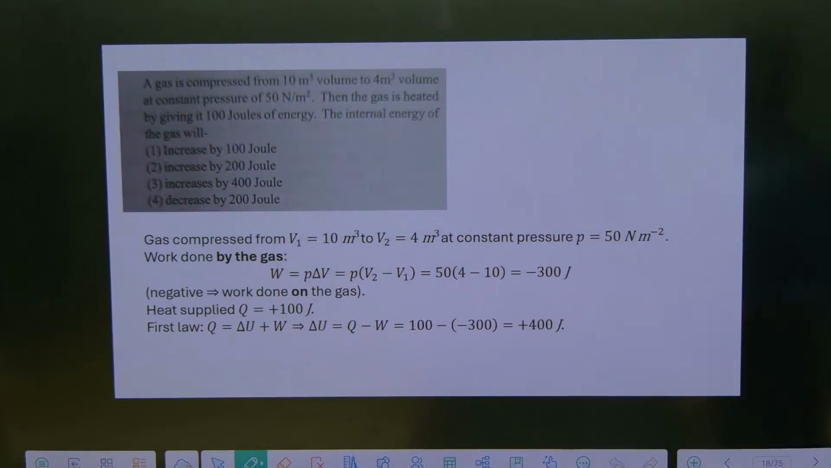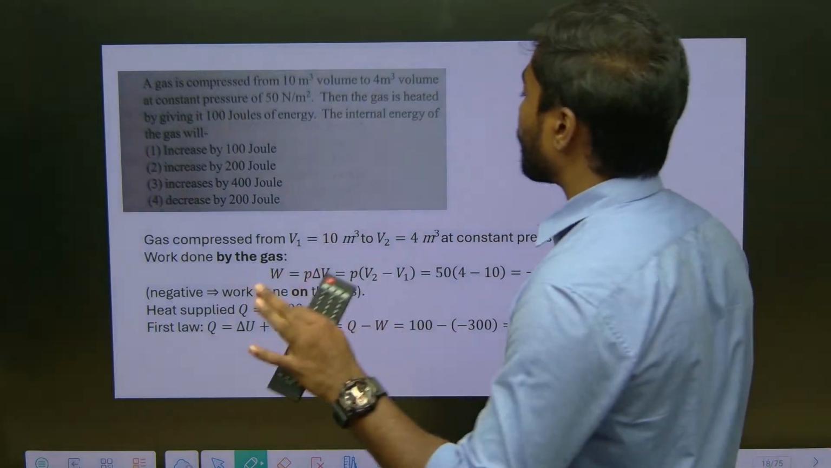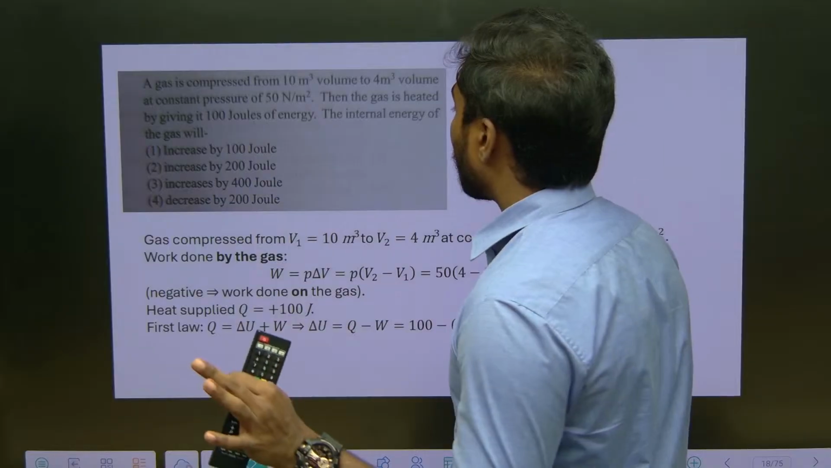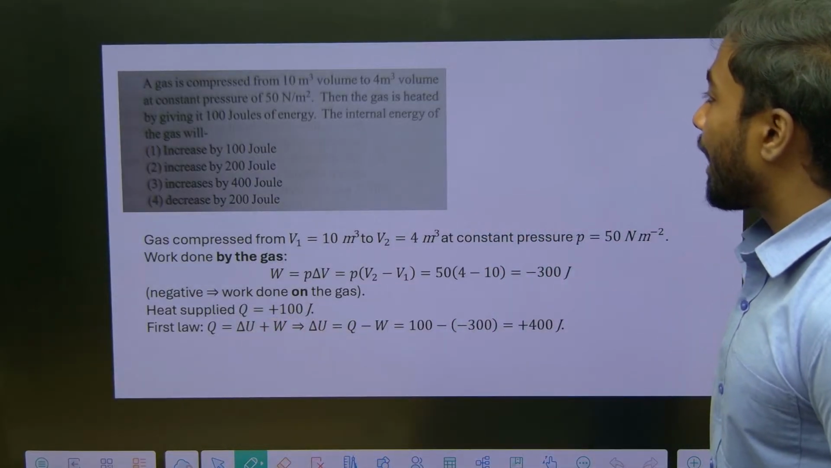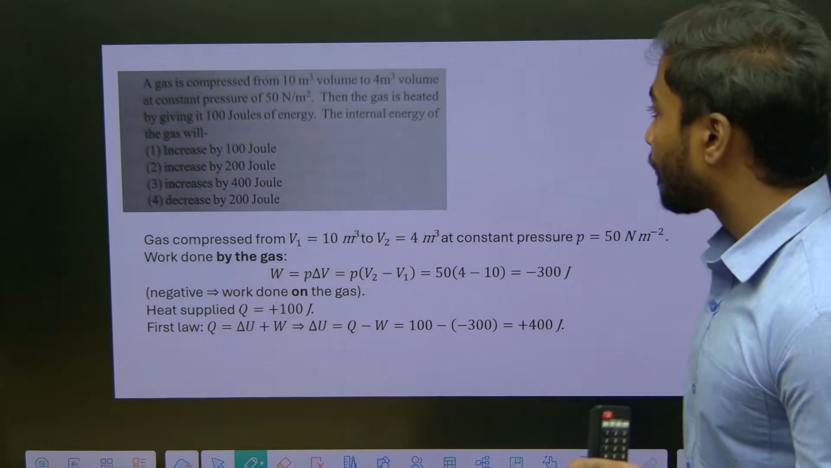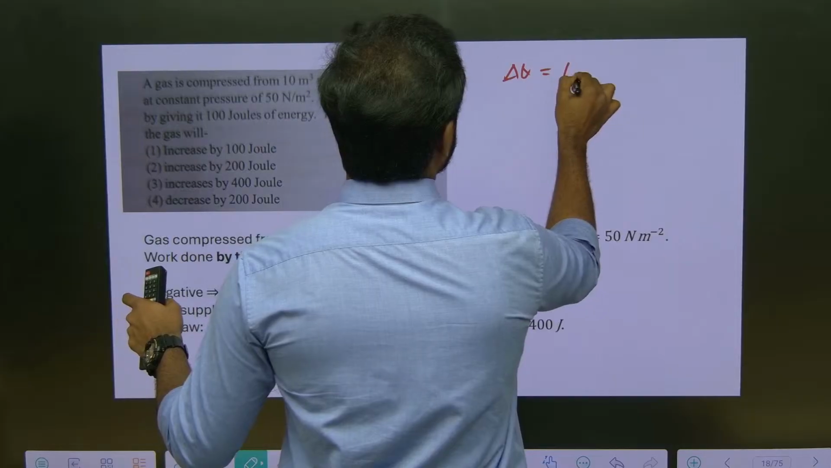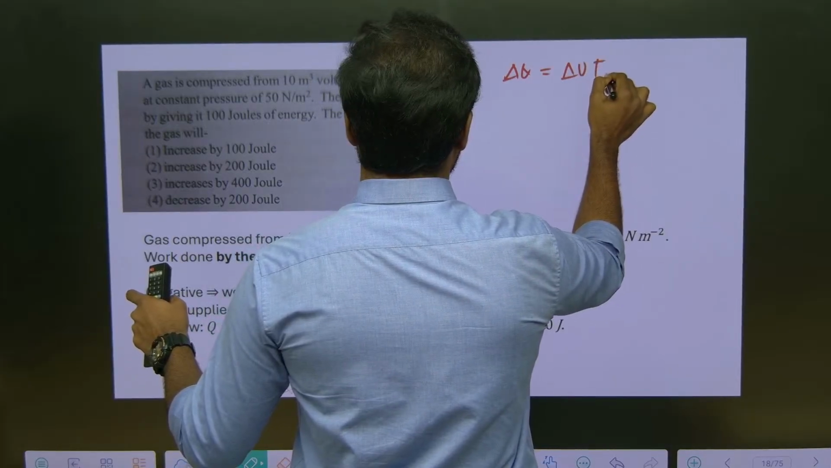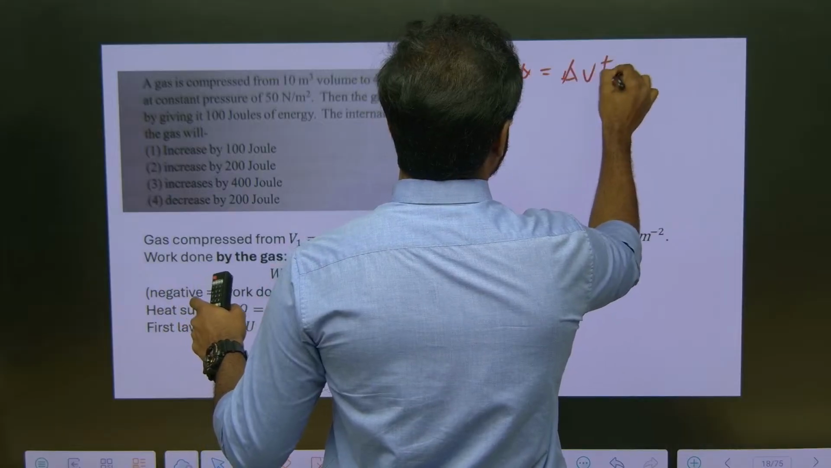Yes, so here is one of the questions. A gas is compressed from a 10 meter cube volume to 4 meter cube volume at a constant pressure of 50 Newton per meter square. Then the gas is heated by giving 800 joules of energy. The internal energy: delta Q is equal to delta U plus delta W.